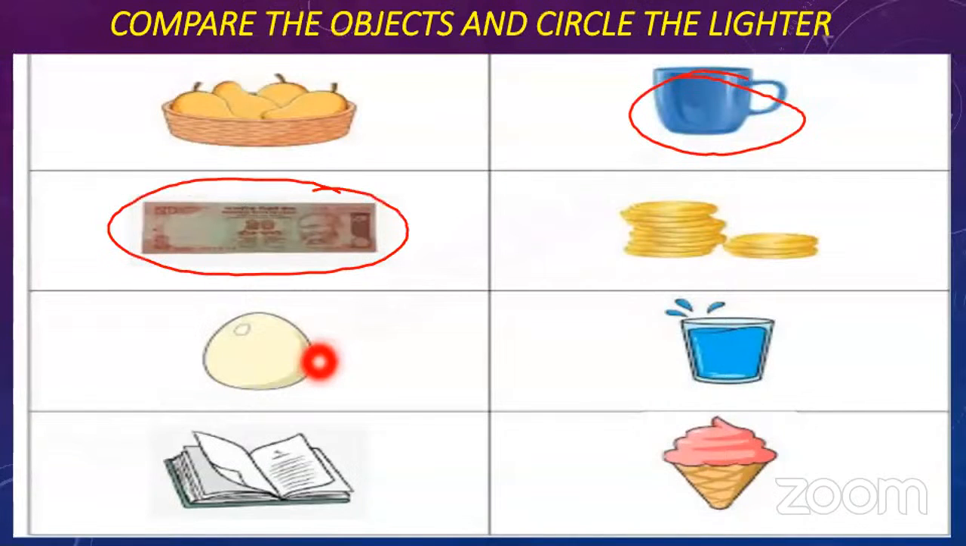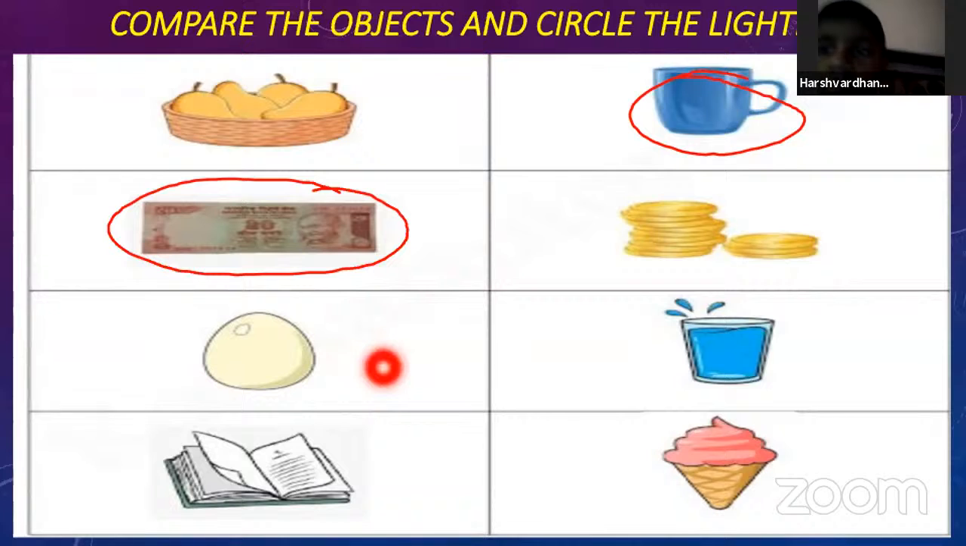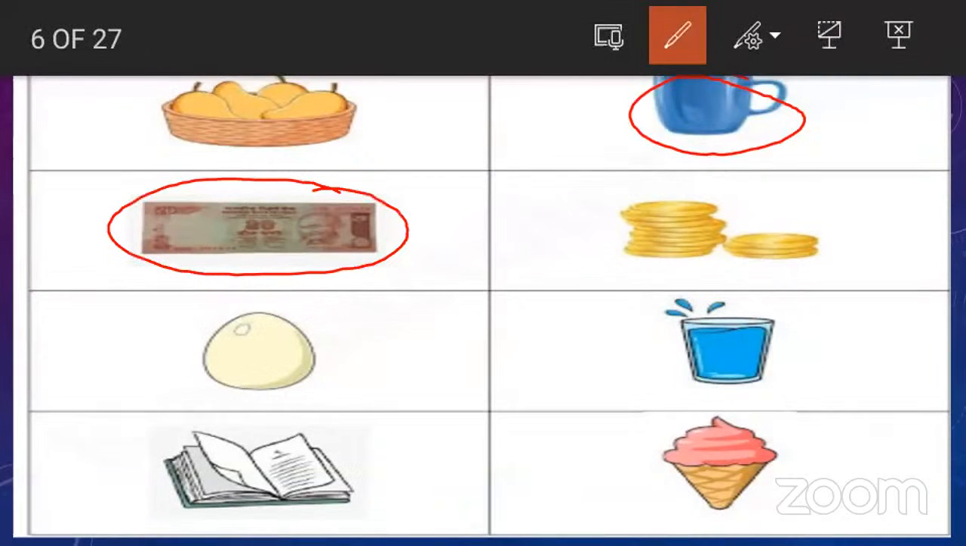Look at here now. Here is one egg and here is a glass of water. So which one is heavier and which one is lighter? Egg. Very nice. Yes. So let us put the circle to the egg.